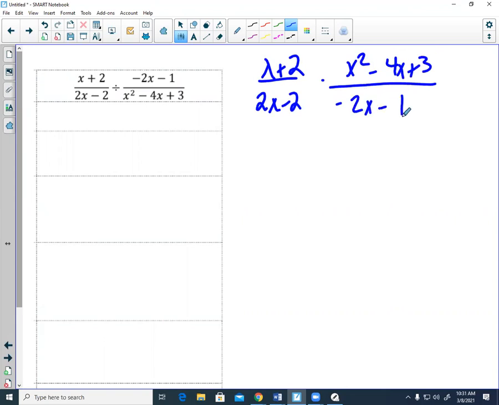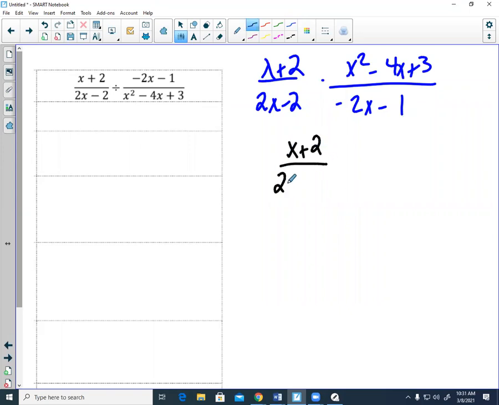Now, obviously, the better you get at this, you don't have to write down every single step. If you want to factor and flip at the same time, then factor and flip at the same time. It doesn't matter. So the next step would be to factor, right? On the top left, we can't factor at all. So since we can't factor at all, I'm just going to leave it as x plus 2.